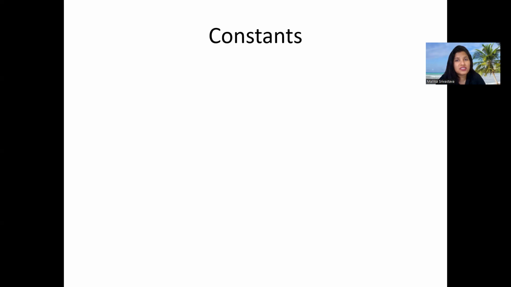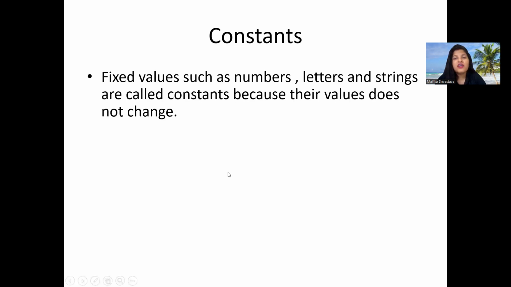So first of all, we have constants. Just pause the video and try to remember what you know about constants. So what is a constant? A constant is just a fixed value. Let me give you the definition. Constants are fixed values such as letters, numbers, and strings, called constants because their values do not change. Anything whose value does not change is called a constant or a fixed value.